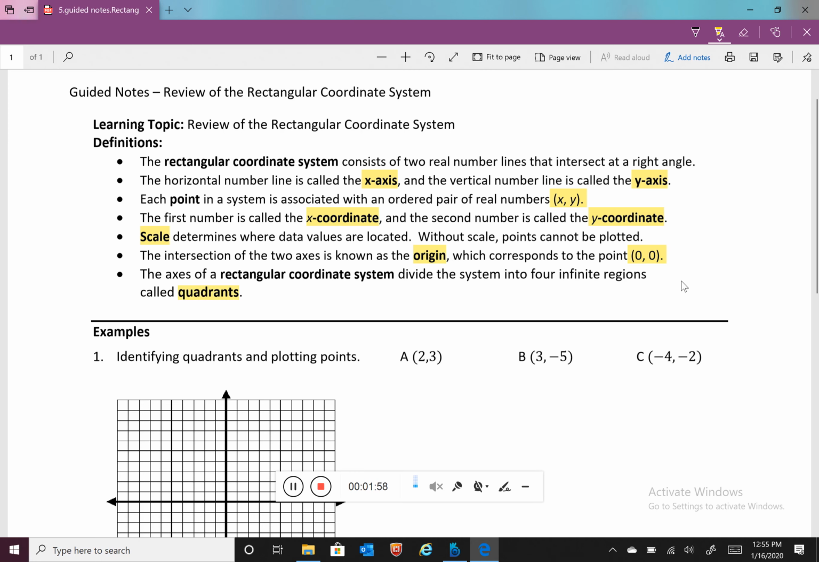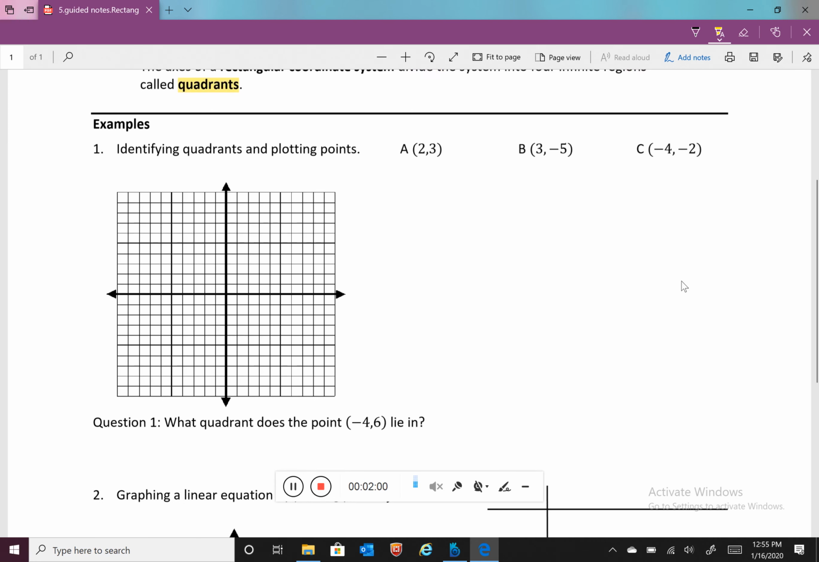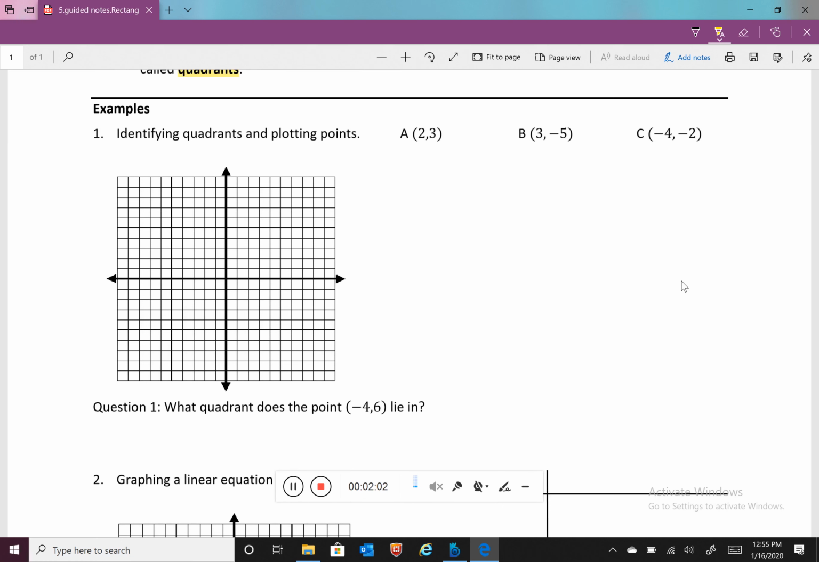So let's get into our first example. So we are going to identify quadrants and plot points A, B, and C. But before we can do this, we need to label our x-axis, our y-axis, and also indicate scale. So our x-axis is the horizontal axis, our y-axis is the vertical, and then we need to indicate scale.